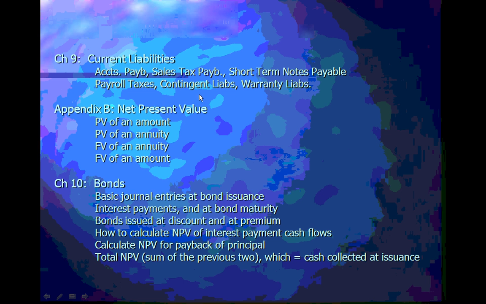Okay. Second exam, we covered chapters 9 and I believe Appendix B, along with bonds. So these three areas, chapters 9 and 10 plus the appendix, covered accounts payable, sales tax payable, short-term notes payable. I think we did okay on that. Warranty liabilities or contingent liabilities, and as well as payroll taxes. Something that's very important if you work in payroll or work in personnel. Got to get those right, and you got to understand where they come from.